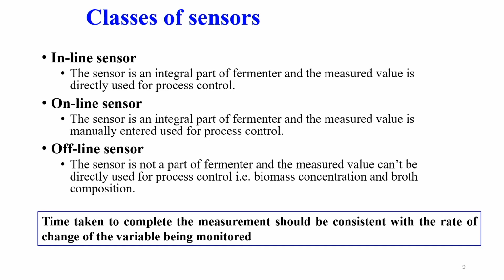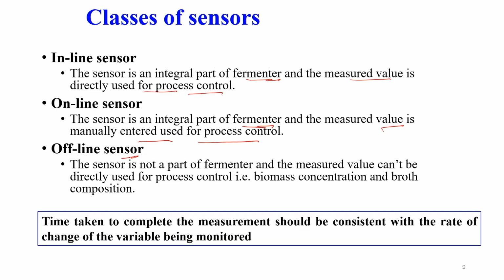Now, once you are having these different sensors, they can be classified into three categories: inline, online and offline. Inline means the sensor is an integral part of the fermenter and the measurement value is directly used for the process control. So, once you are having an inline sensor, you fix the set point, and it will automatically keep working. An online sensor is an integral part of the fermenter and the measured value is manually entered for the process control. So, you see the measured value, then you need to enter it and then accordingly the controller will work.